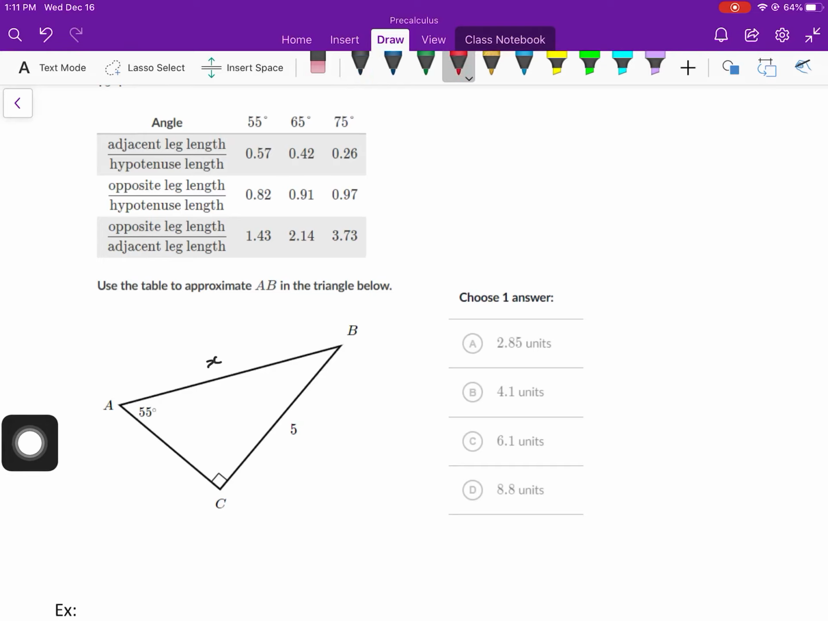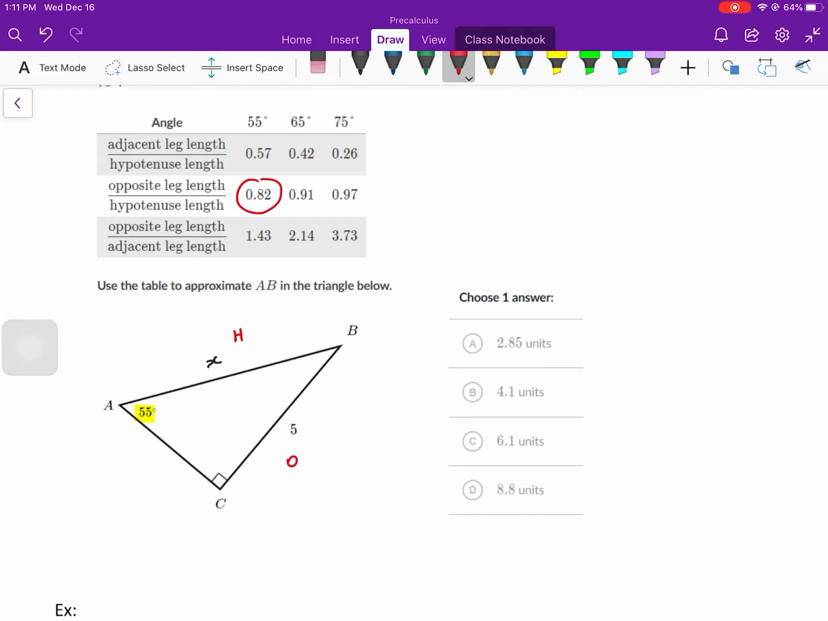Realize that is the hypotenuse, by the way. And if 55 is our reference angle, then this would be the opposite side. So let's take a look right here. 55 degrees is our angle, and we have opposite over hypotenuse. So opposite over hypotenuse is right here. So we're going to be using 0.82.